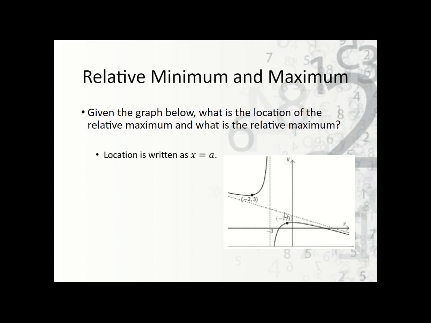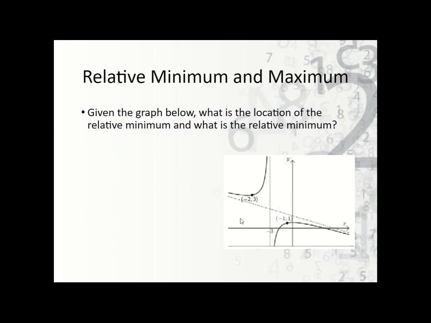So I'm just going to write down the x value. That's all I need to put. Now the maximum value is the y value when x equals that. So this becomes the y value. So right here's my point. So my location would be the x coordinate, which is -1. So I would say x equals -1. Now my actual maximum is the y value at that point, which is 1. So I would say y equals 1 is my maximum.